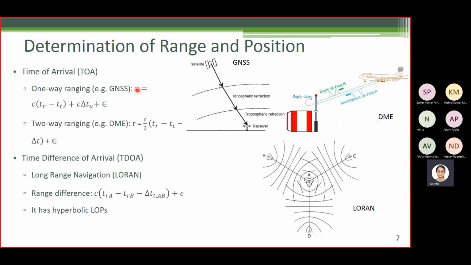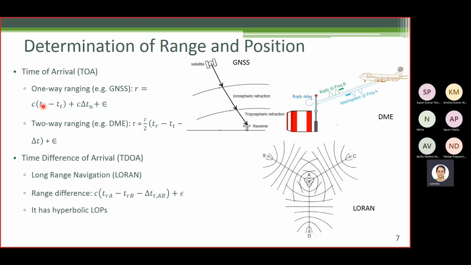Mathematically, what we need to do, for example, here, R is written as follows. So we get to know TT from the signal. After processing the signal, we use a clock to determine TR. So c times (TR minus TT). This way actually we get the measurement. But then we also need to write the mathematical models of the measurement. So this will be a little more clear when I give you an overview of GNSS for the project.